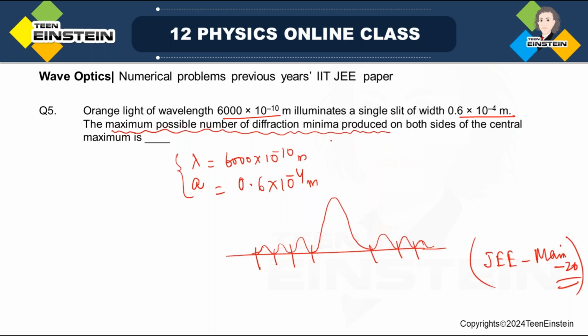Before that we haven't seen this, right? So let me first write the condition for diffraction minima to occur. This you know, right? The condition for diffraction minima to occur is a sin theta_n is equal to n lambda. N is the order of the diffraction fringes.